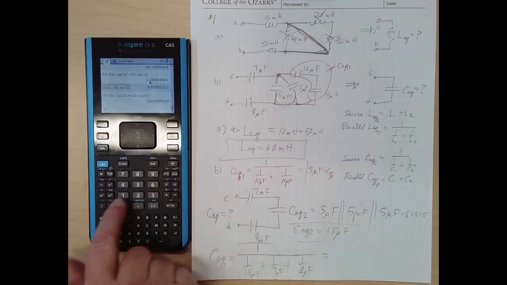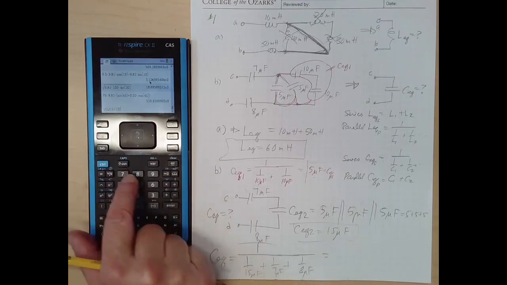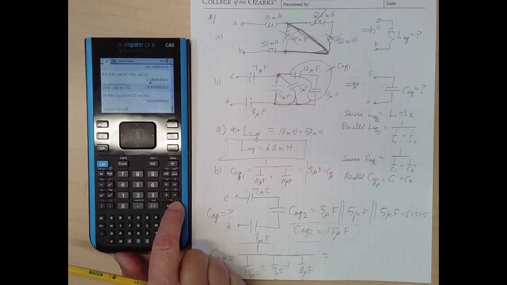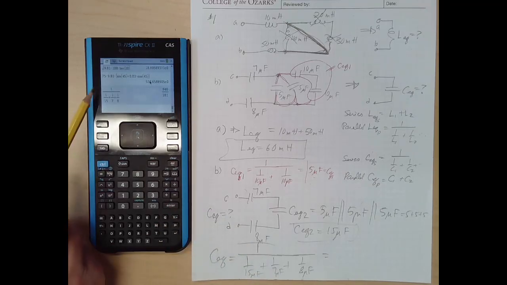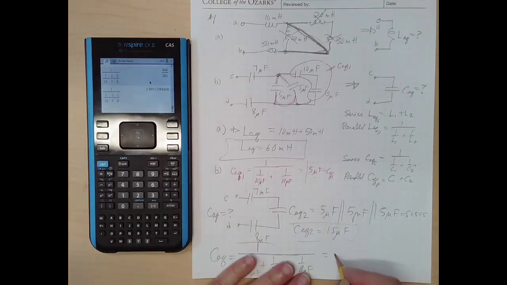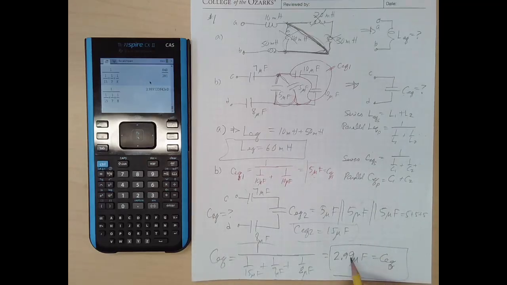So we can do 1 divided by parentheses 1 divided by 15 plus 1 divided by 7 plus 1 divided by 8, and just make sure you know what your calculator is doing, knowing whether the parentheses are working right. Mine gives a nice picture of it, so I can see that yes, it did do the 1 overs all right. So we get 2.99 microfarads as C equivalent. So the total C for all those put together, if we wanted it to be just one capacitor, would be a 2.99 microfarad capacitor.